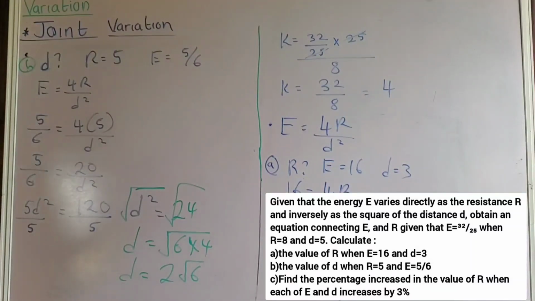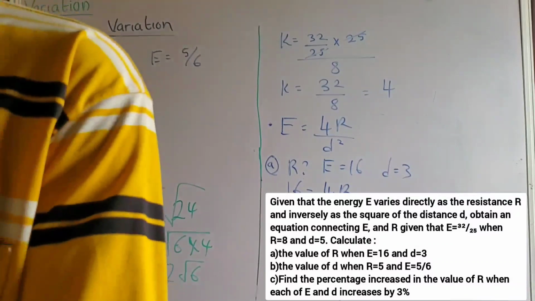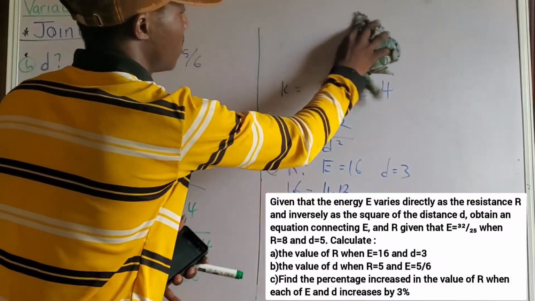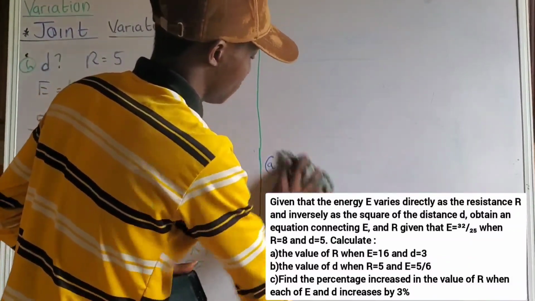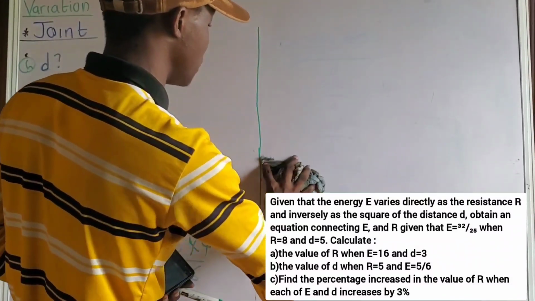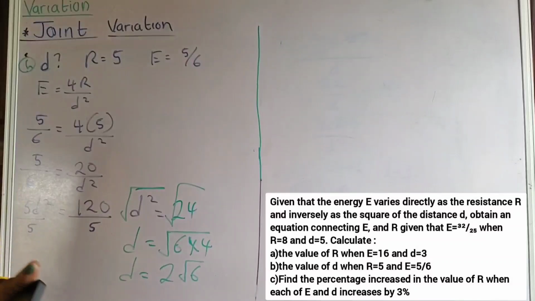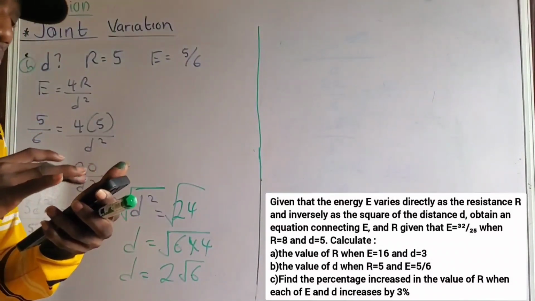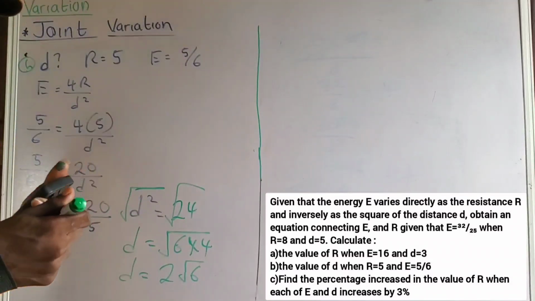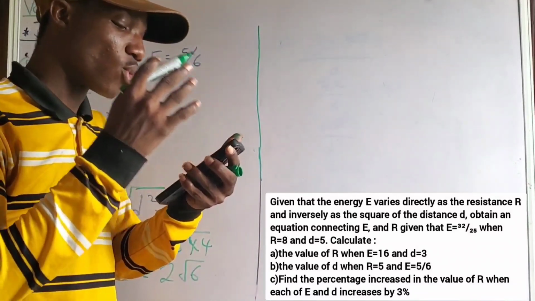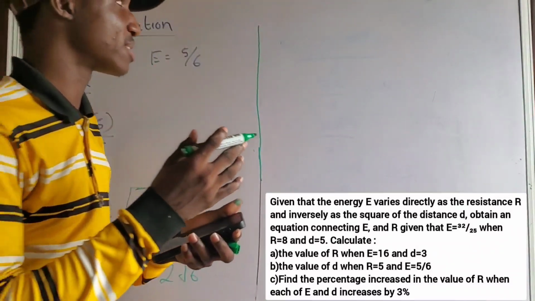Find the percentage increase in the value of r when each of e and d increases by 3%. Now you can solve this question in two ways. Listen to me carefully. I'm going to show you the first way, and I'm going to explain the second way. So just pay attention.